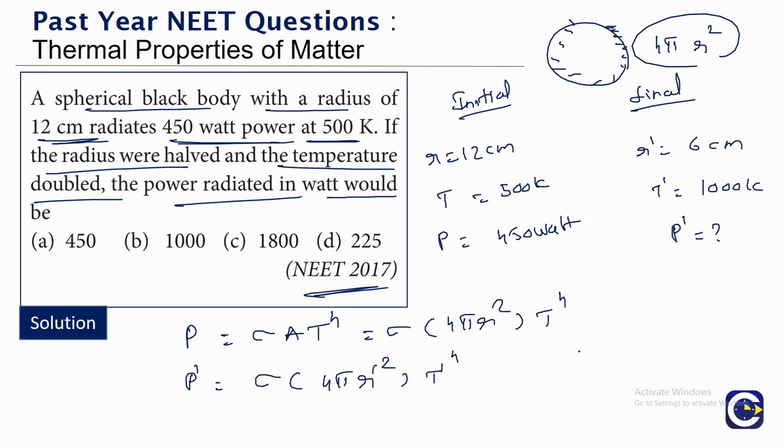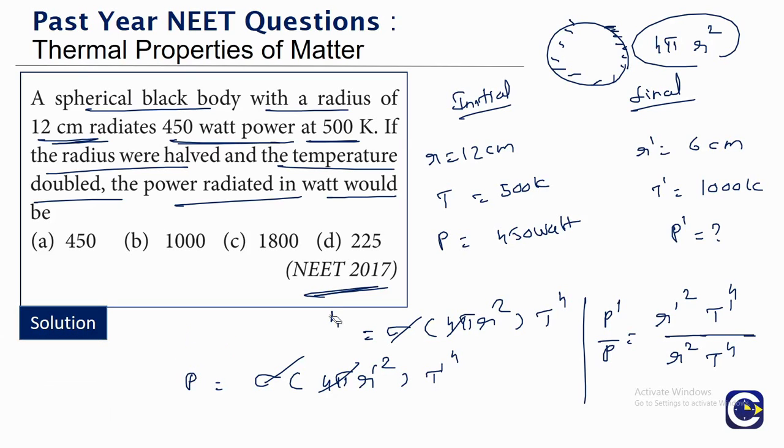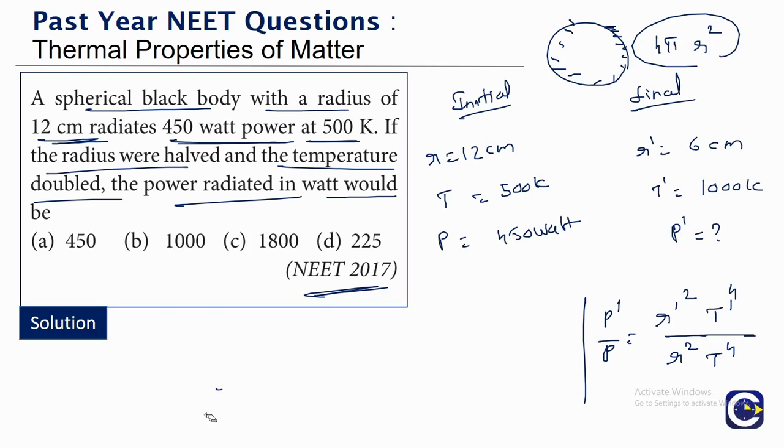So we'll just take a ratio of them. P dash by P is equal to, 4 pi sigma, everything is cancelled. What we'll have is R dash square T dash power 4 by R square T power 4. That is the ratio. Now we'll just have to substitute the values and we can get the answer. R dash is 6 and R is 12, T dash is 1000.